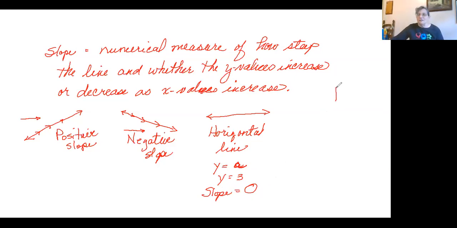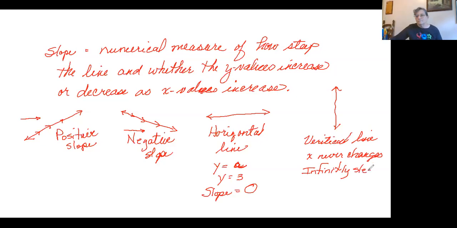If you have a vertical line, what happens as x increases? X never increases. X never changes. The slope, which is a measure of how steep the line is, this is infinitely steep. We consider the slope to be undefined.